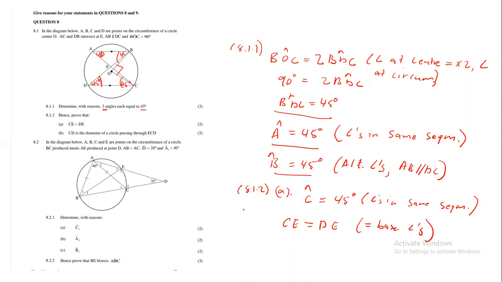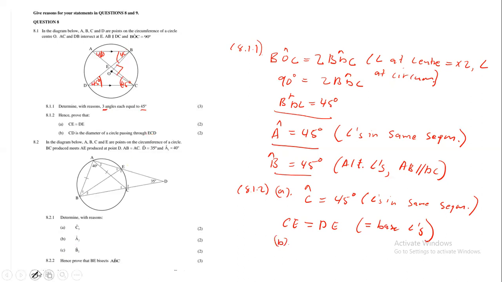That means I move to the second question, which is B. Now B, it says to us, CD is the diameter of the circle passing through ECD. Aha, they say CD or DC. CD is a diameter, but it is not the diameter of this circle. It's a diameter of which circle? A circle that passes through ECD. That means we have an imaginary circle. But to make things much easier, we're going to draw that imaginary circle.